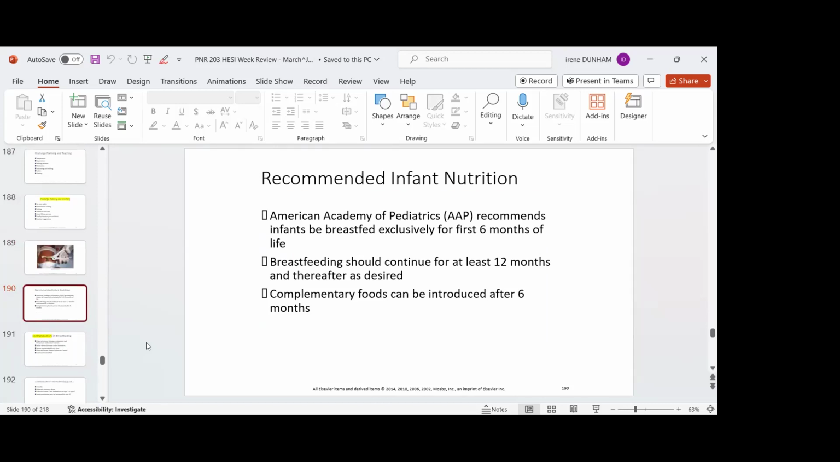Recommended infant nutrition. The American Academy of Pediatrics recommends infants be breastfed exclusively for the first 6 months of life. Yes, and that's what we try to do, at least get 6 months in. But if mom tolerates it and mom wants to, they can keep breastfeeding, and then other foods can be introduced after 6 months.